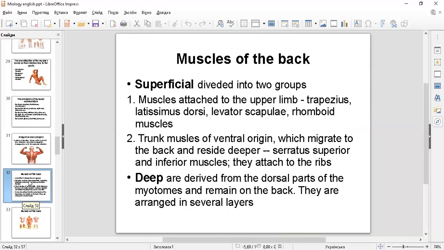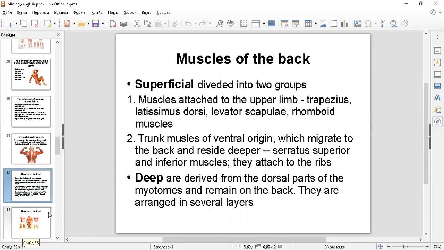Muscles of the back. We have superficial muscles divided into two groups. Muscles attached to the upper limbs: trapezius, latissimus dorsi, levator scapulae, rhomboid muscles. And trunk muscles of ventral origin, which migrate to the back and reside deeper: serratus superior and inferior muscles. They attach to the ribs.